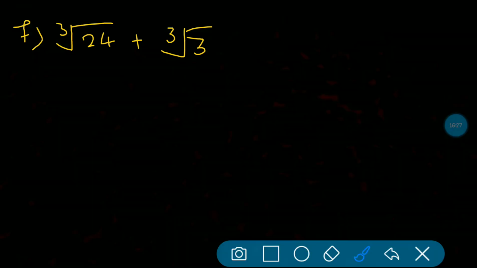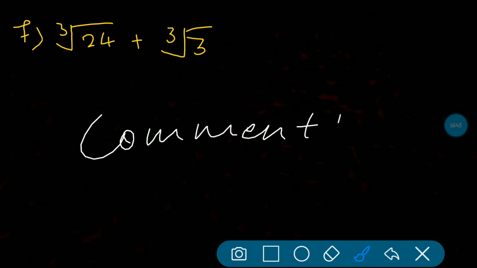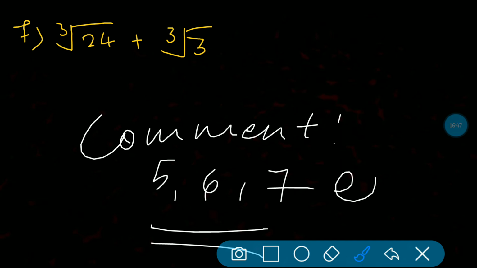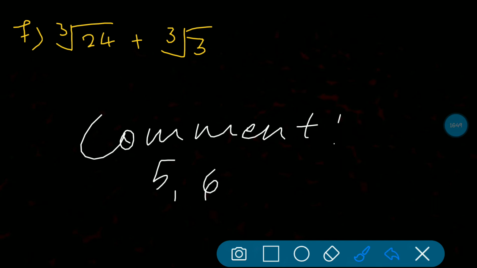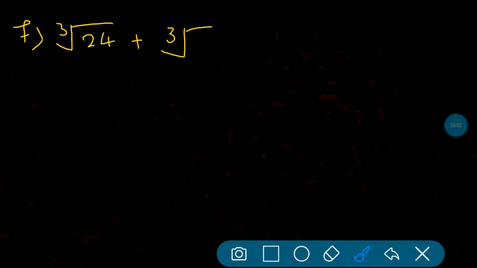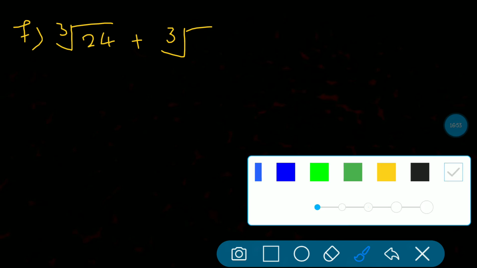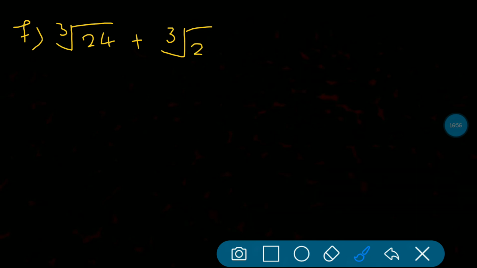Right. Now we'll look at the seventh question. This is also one of the dead easy questions. Passage type questions are very easy. So this one: cube root of 24 plus cube root of 3. Now how do we solve this? First you can comment the answer because this is also a very simple one. So 5th, 6th, 7th, these three questions' answers have to be commented. Okay, let me do this now. Enough time has been given already.